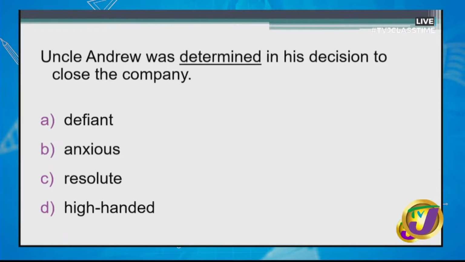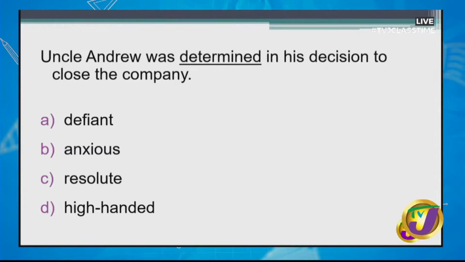Uncle Andrew was determined in his decision to close the company. And we're looking at the word determined. And please notice, when you're using it in this context, you must have a D on the end. So it's not Uncle Andrew was determined. He was determined. So the adjective needs to be determined.